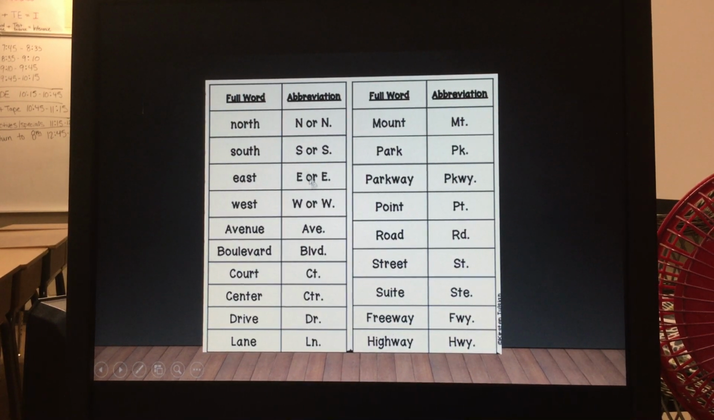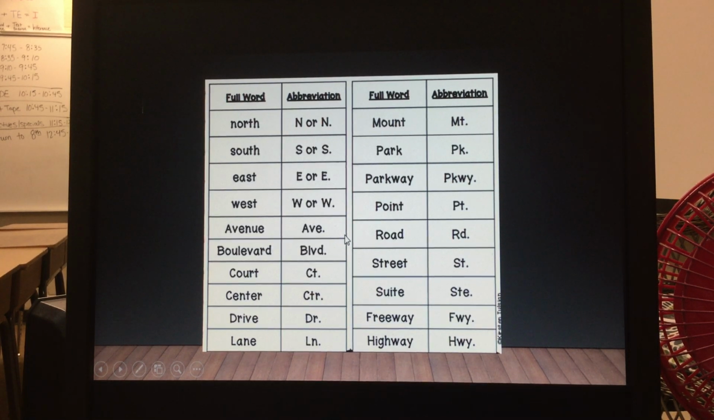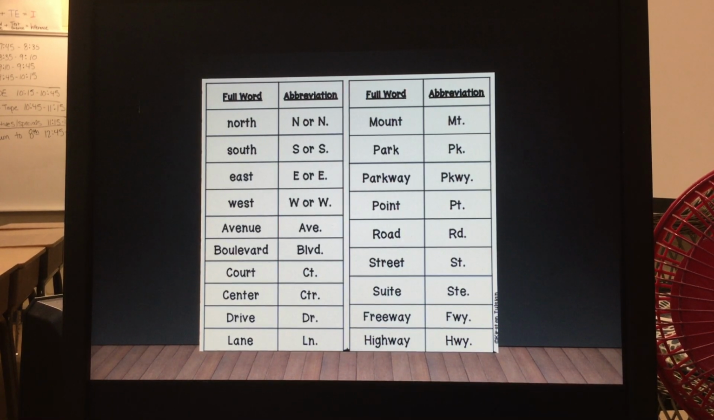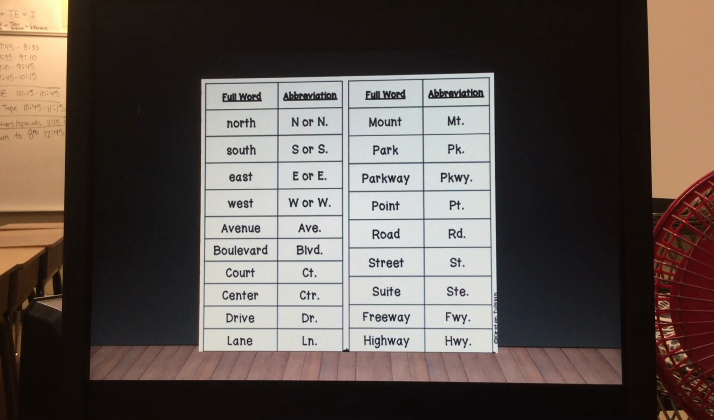So here are your abbreviations. It's either In or In. with a period. Same thing for these. And there's Avenue, Boulevard, Court. So you can read down that list. They all start with capitals and end with periods. And they're 2 to 4 letters depending on what it is.